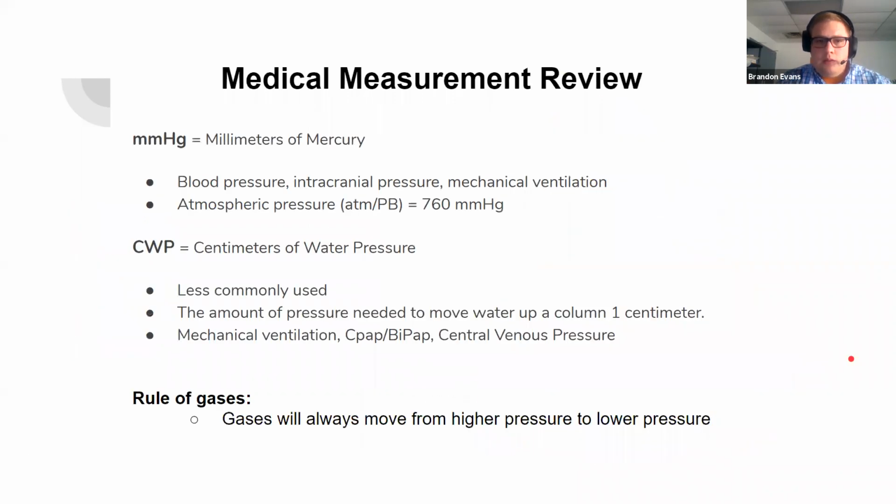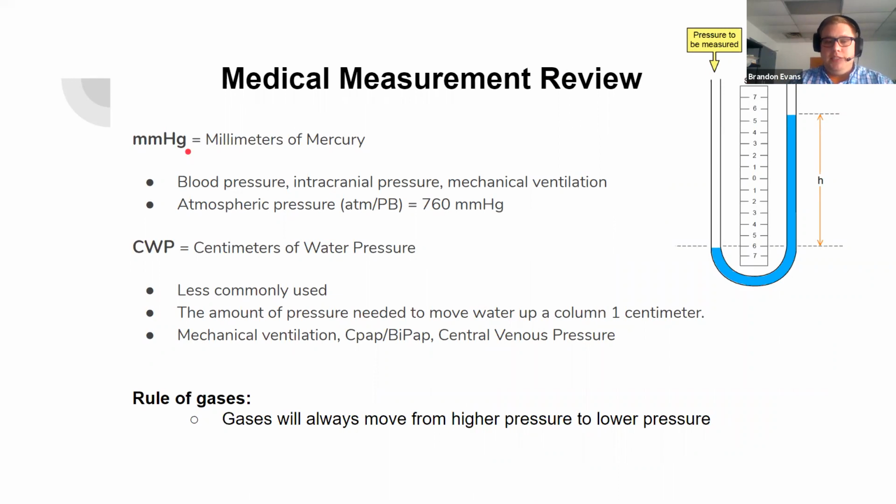Now we'll take a quick look at some medical measurements that we like to use in the respiratory world. We'll normally reference millimeters of mercury, abbreviated as mmHg. This is something that you would see when it comes to taking a blood pressure. That 120/80 is measured in millimeters of mercury. We also see that in intracranial pressures, and we use it a lot in mechanical ventilation. We'll be referring to atmospheric pressure, and at sea level, our atmospheric pressure is 760 millimeters of mercury. Also, we will refer to that as our barometric pressure, abbreviated as PB.